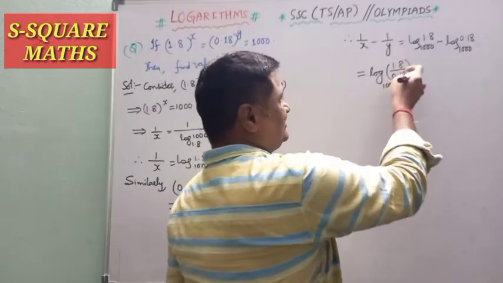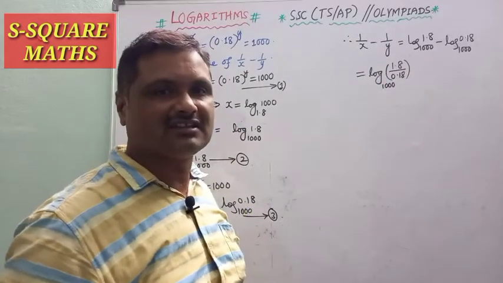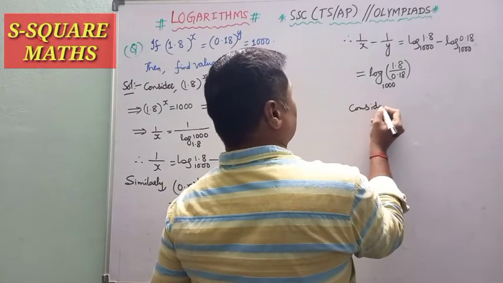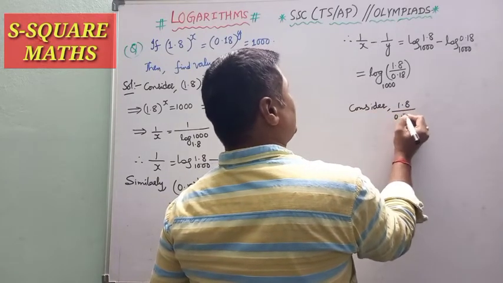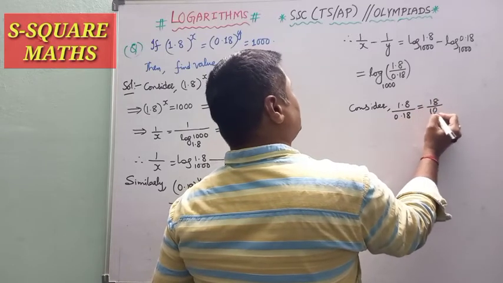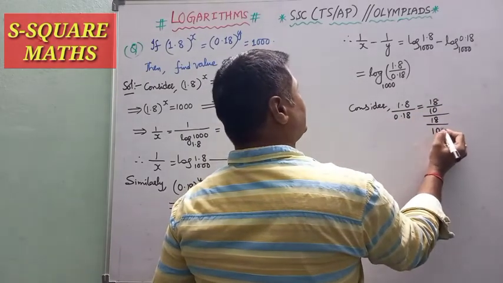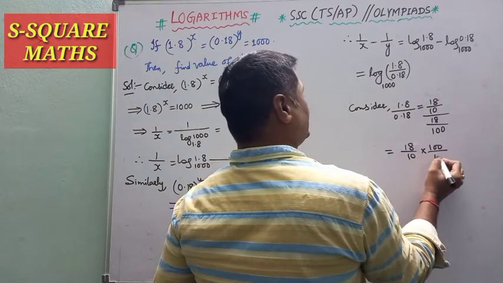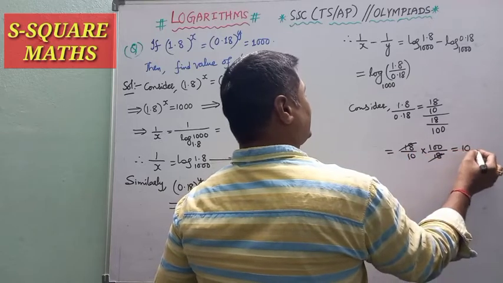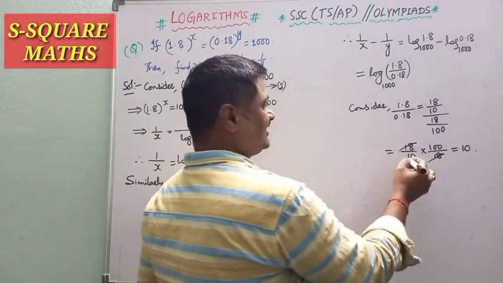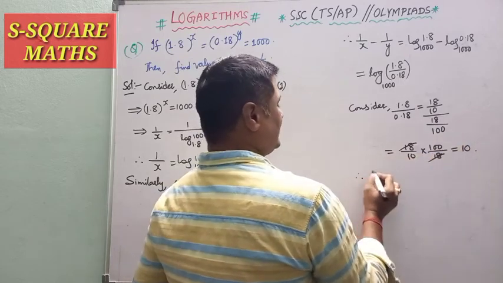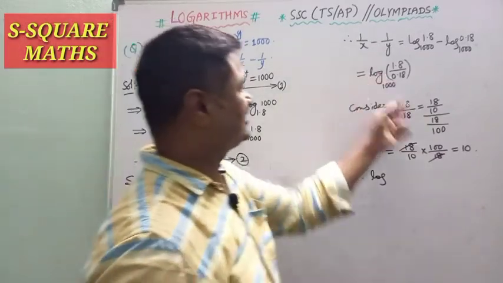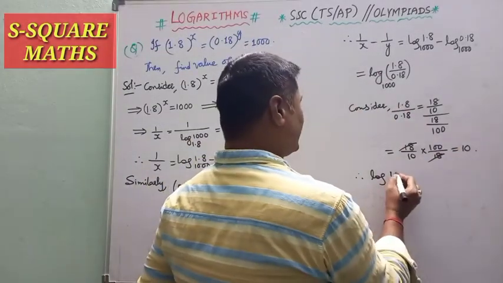This is a step I am doing separately for the sake of slow learners to avoid confusion. Consider 1.8 by 0.18. So 18 by 10 by 18 by 100. I can write 18 by 10 into 100 by 18. Finally it is 10 after cancellation once and 10 times. Therefore this expression is 10. So log 10 to the base 1000.